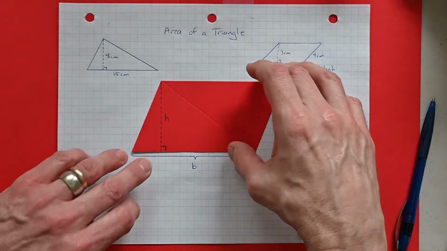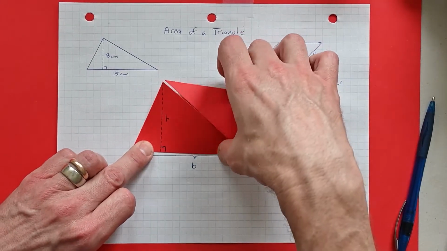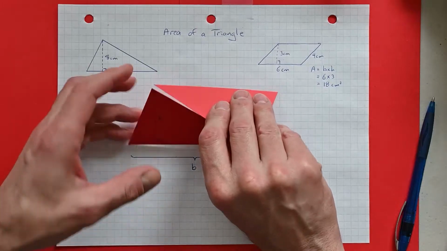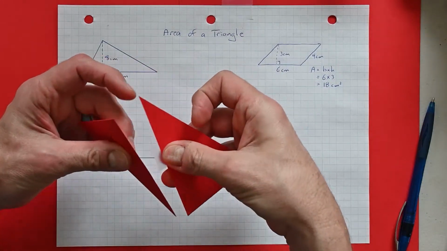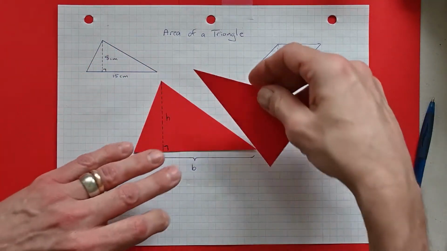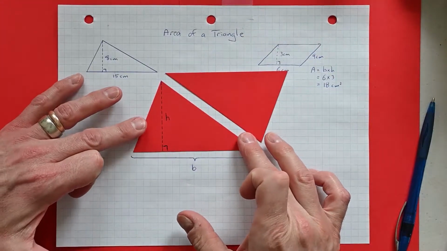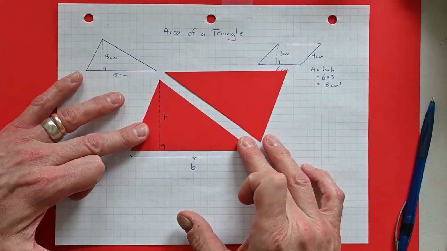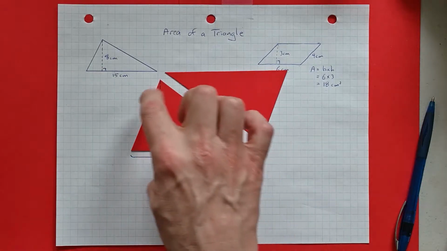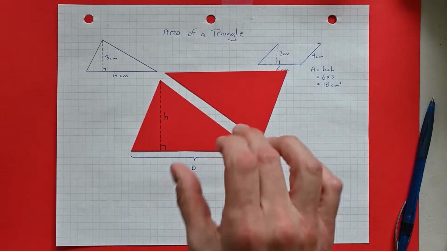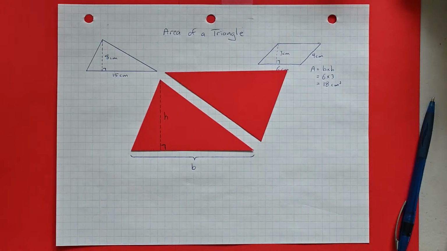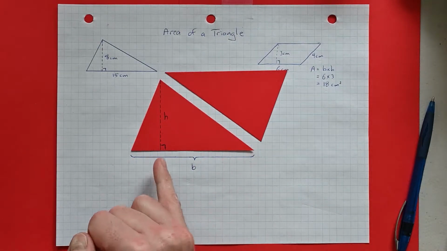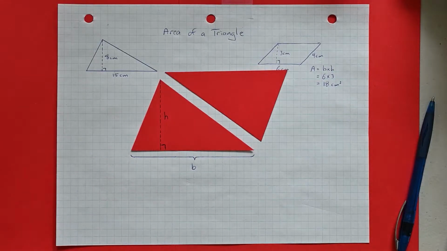But I would like you to notice that every parallelogram is made up of two triangles. So I'm going to remove one of my triangles here. And now you can see that the triangle has half the area of the complete parallelogram, but the triangle has exactly the same base and it has exactly the same height.